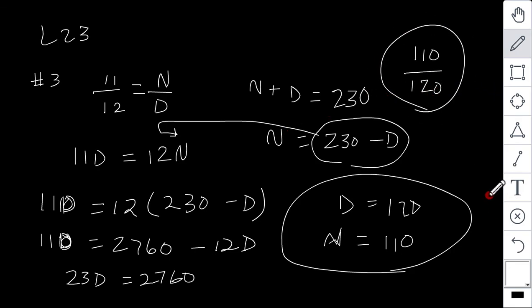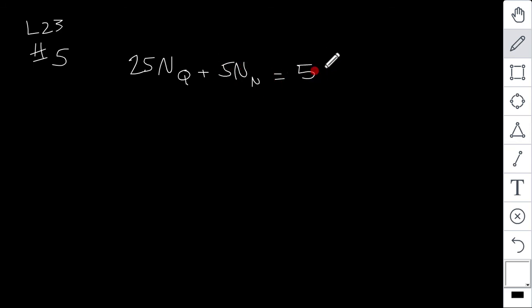Okay, next one, number 5. Wiping this out. Number 5, this is lesson 23. The value of quarters and nickels was $5. So the value, that's our value equation. So 25 times the number of quarters plus 5 times the number of nickels equals, now remember about moving the decimal point over.